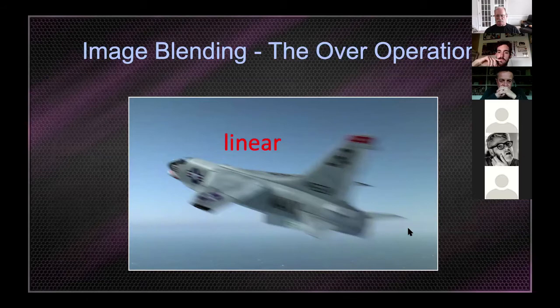So in image blending, the over operation, if we composite them in linear, it will look nice. In sRGB, it'll look wrong. So I'm bouncing between the two here to show you. This is the same image, just one composited in sRGB, the other composited in linear.